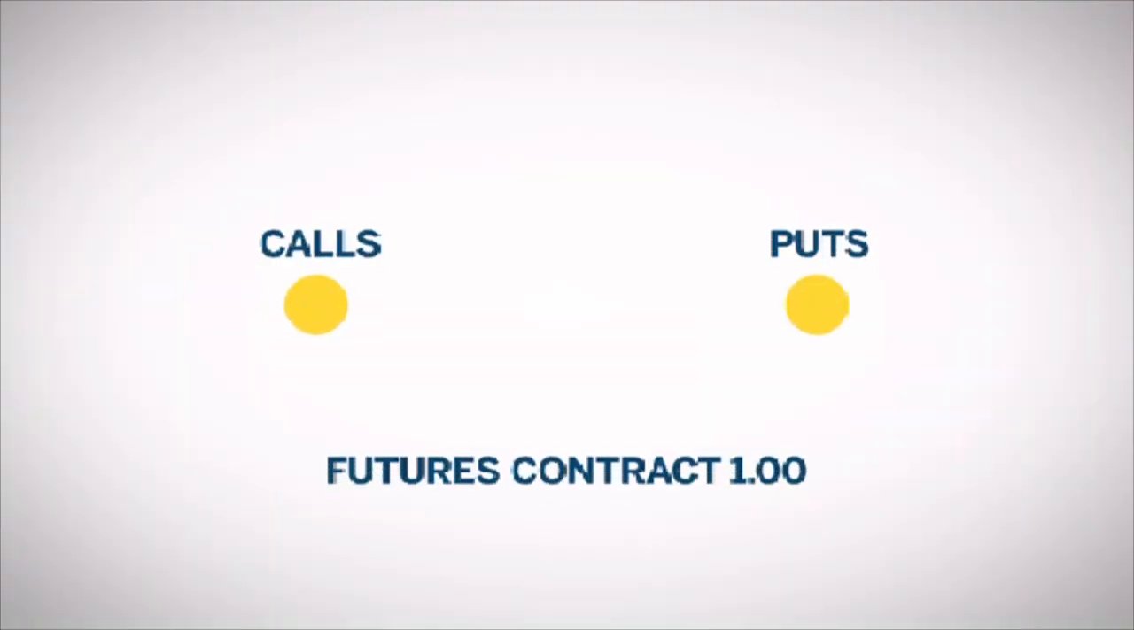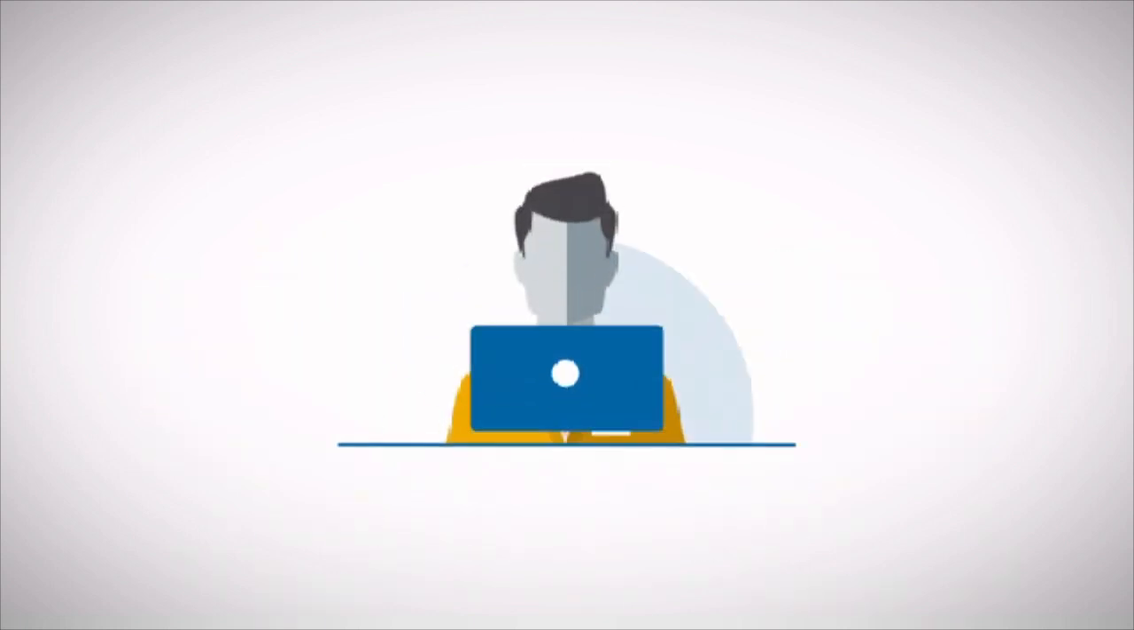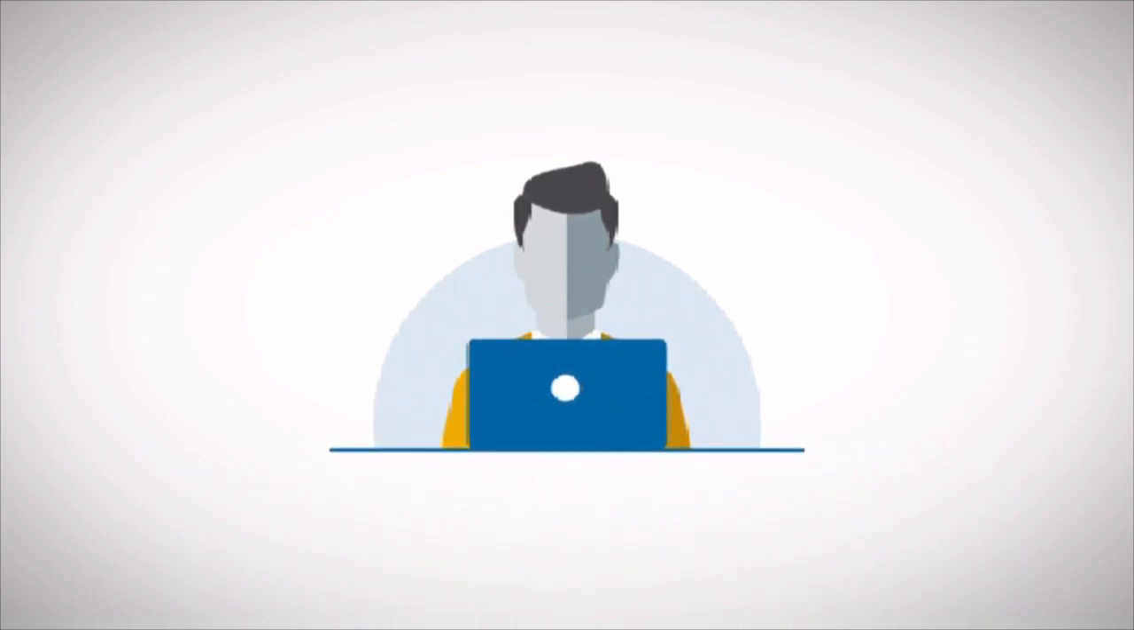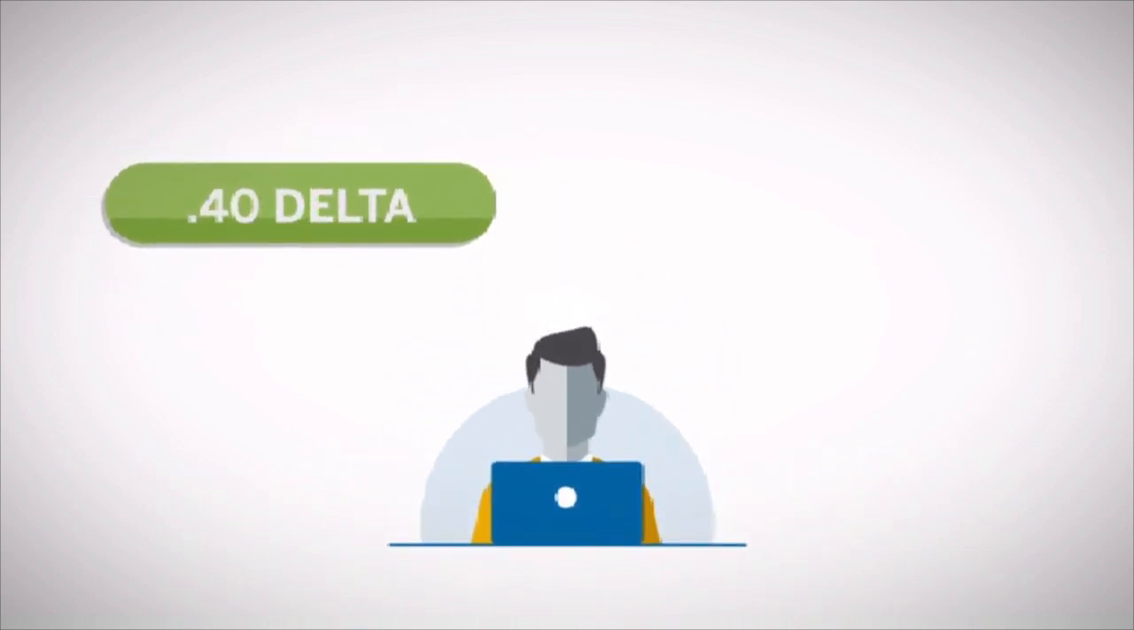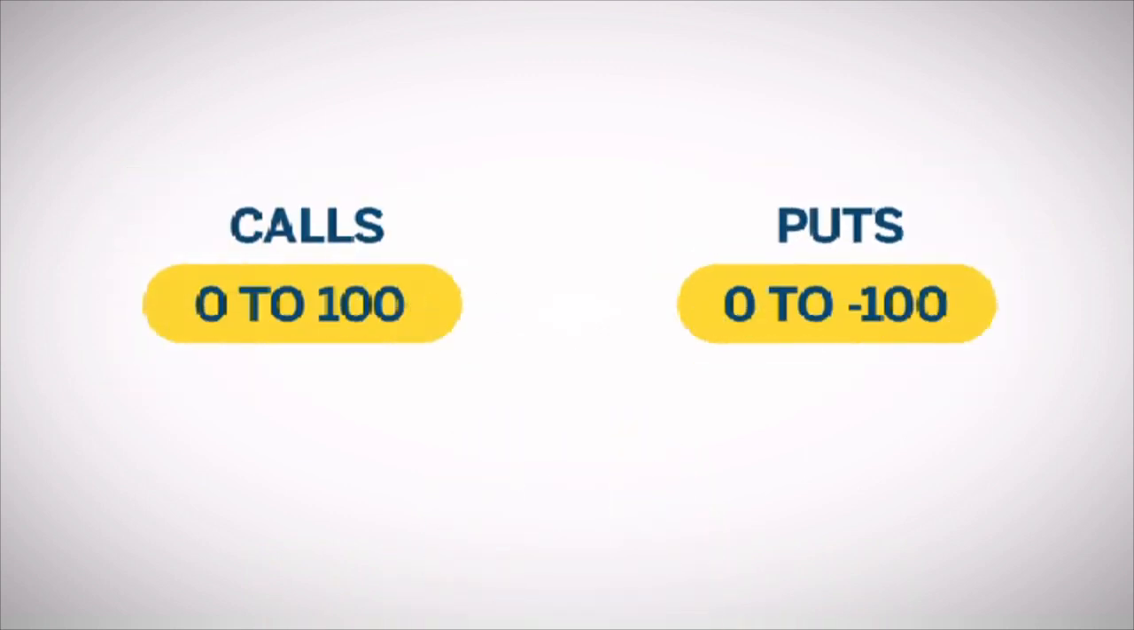Calls always have positive delta between 0 and 1.00, while puts always have negative delta between 0 and negative 1.00. The delta of a futures contract is 1.00. Traders usually refer to the delta without the decimal point, so a 0.40 delta is commonly referred to as 40 delta. Calls then have delta between 0 and 100, and puts have delta between 0 and negative 100.